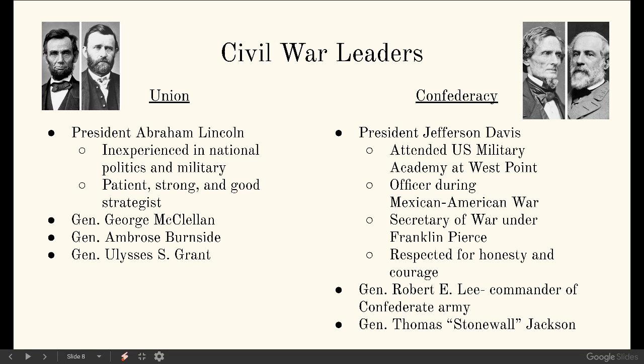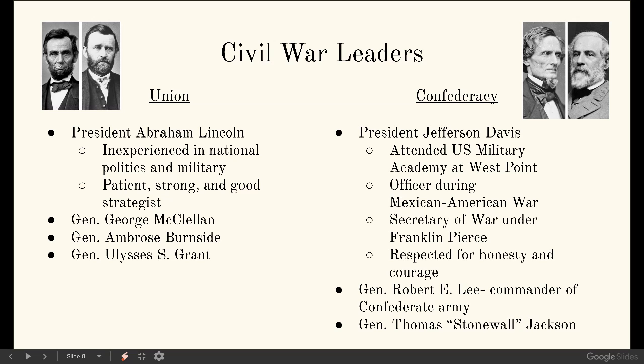And he was also a really good strategist. So even though he didn't have that military background, he was still pretty good when it came to strategies for the Northern cause. And then a couple of generals I wanted to mention. General George McClellan, who's going to be the leader of the Union forces at the beginning of the war. General Ambrose Burnside, who will be a major player.